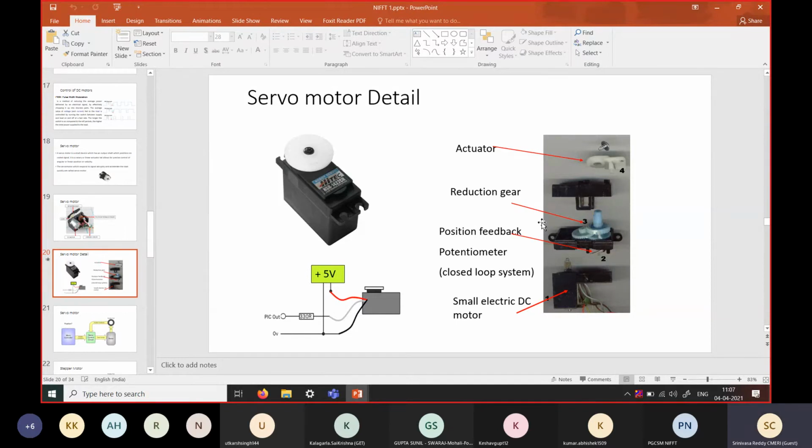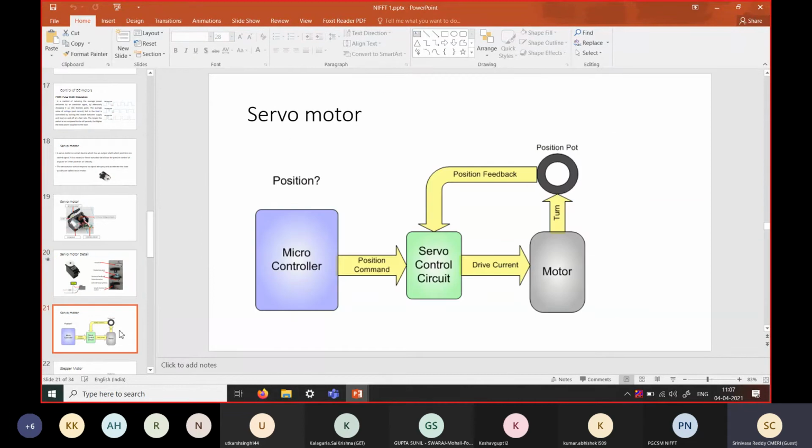So here we can see the same thing. The servo controller will generally have three leads: power supply, positive and ground, and one is the signal. The signal is generally a PWM signal. By just sending a PWM signal, we will be communicating to the servo controller what the desired speed and position are. So this block diagram we have seen.